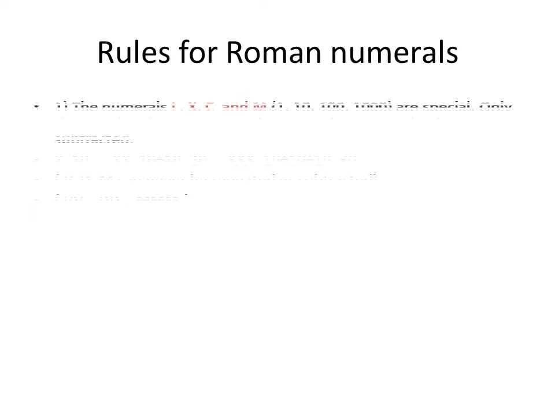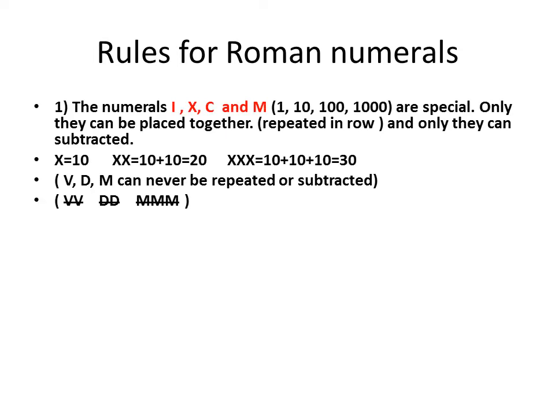Rules for Roman numerals. The first rule is the numerals I, X, C and M that are 1, 10, 100 and 1000 are special. Only they can be placed together, means repeated in a row, and only they can be subtracted.